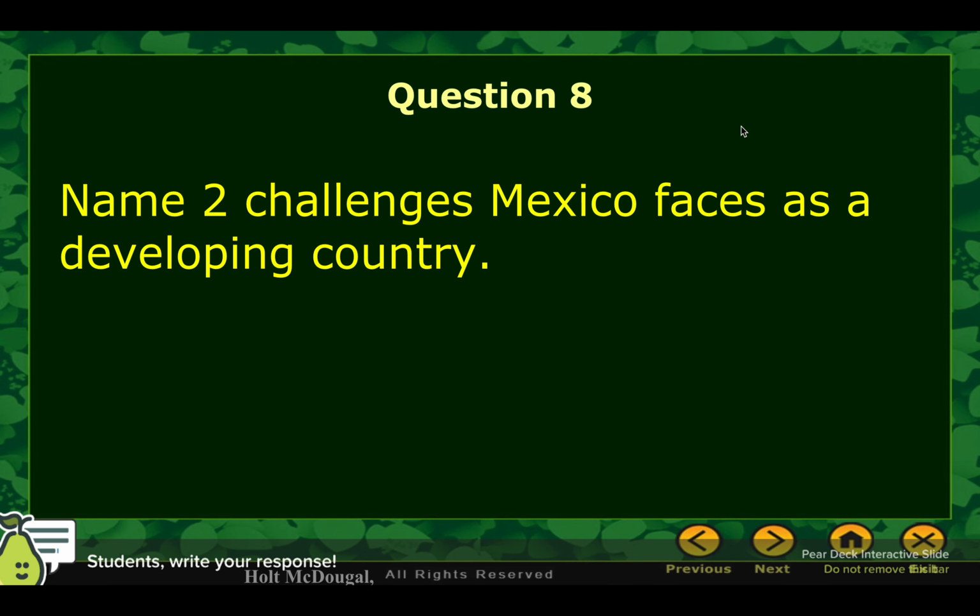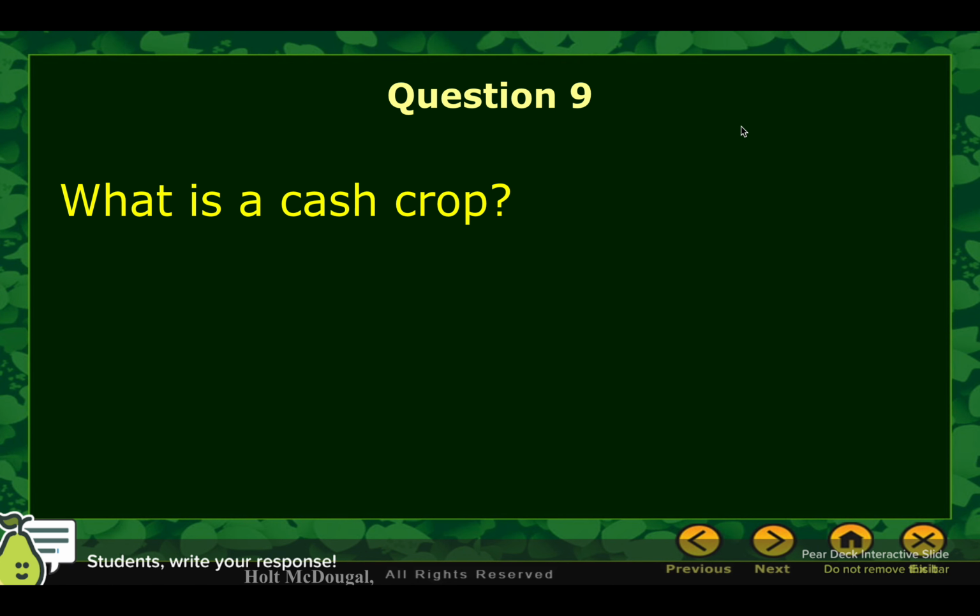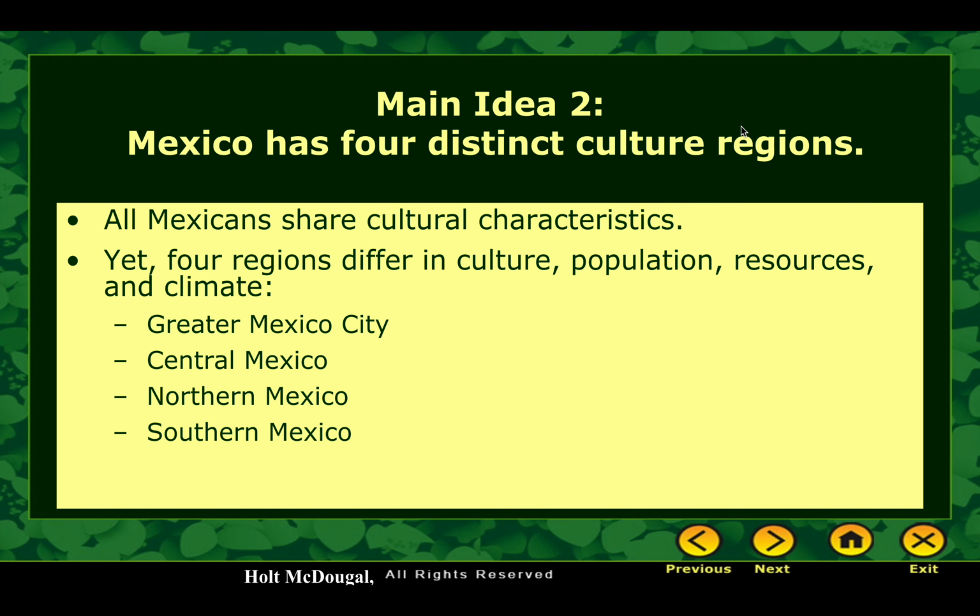So name 2 challenges that Mexico faces as a developing country. And what is a cash crop? Mexico has 4 distinct cultural regions: Greater Mexico City, Central Mexico, Northern Mexico, and Southern Mexico.